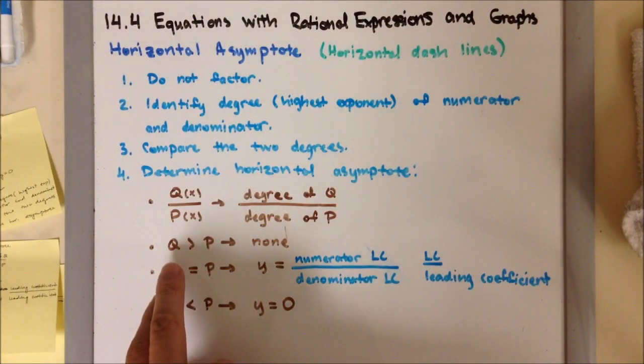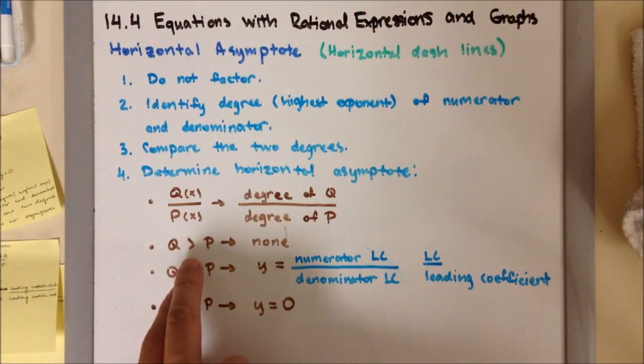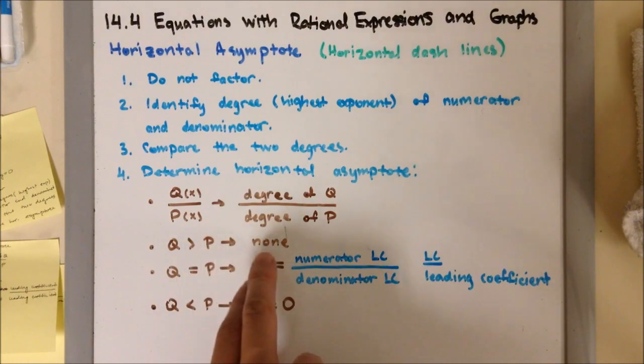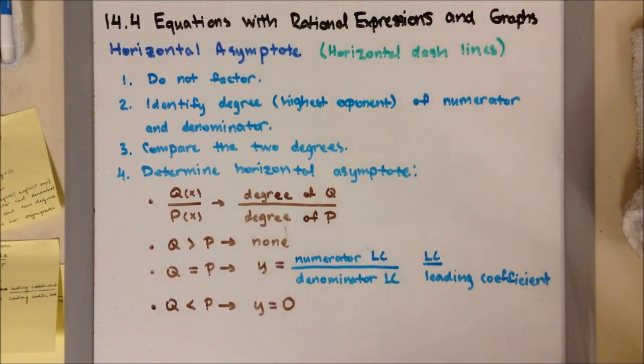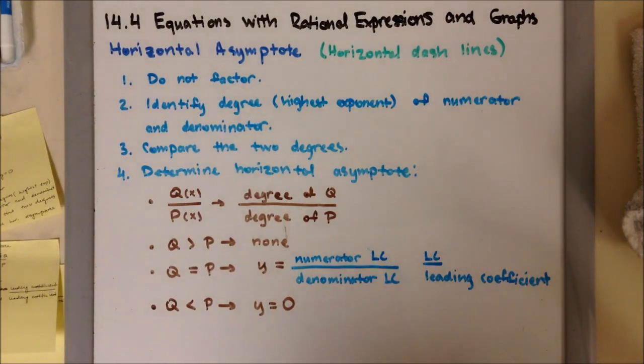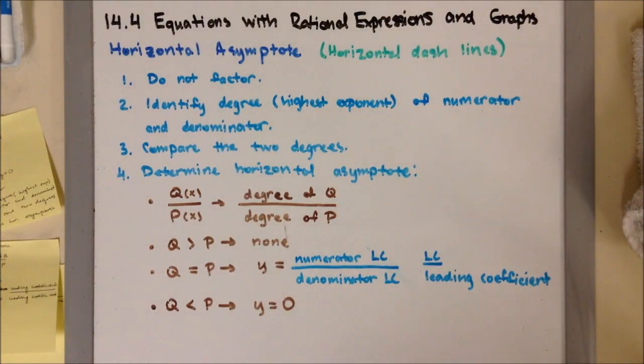If the degree of q is greater than the degree of p, then there are no horizontal asymptotes. That's it. So if you see that the degree in the numerator is greater than the degree of the denominator, you do not have any horizontal asymptote. And you're pretty much done from there.